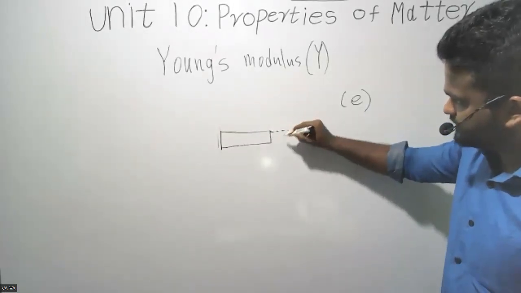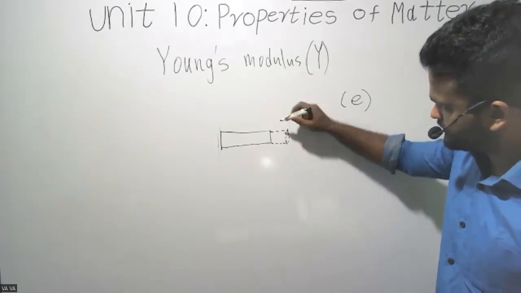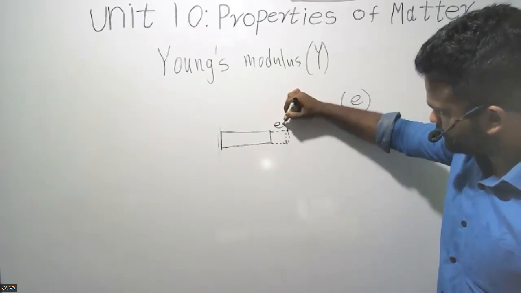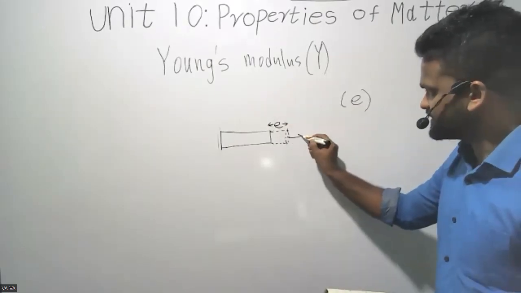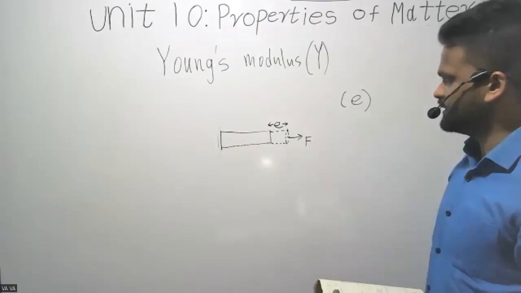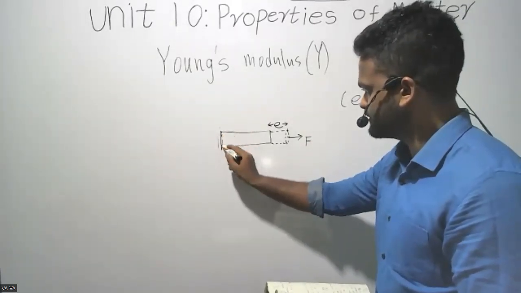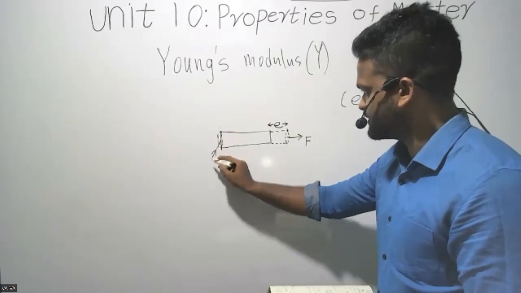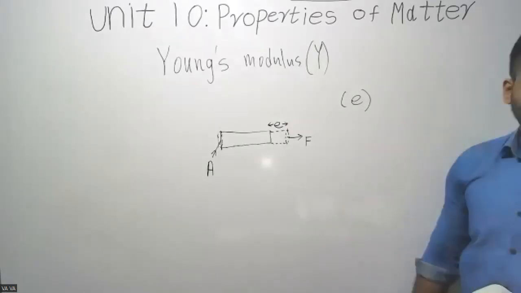This extent, then that extension we call that simple e. Then the applied force is capital F. Let's say this has a uniform cross section, and that cross section is capital A.